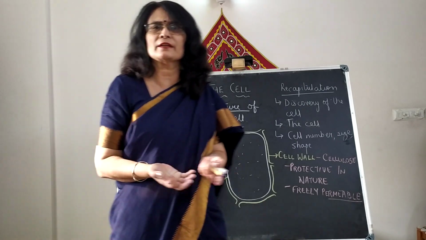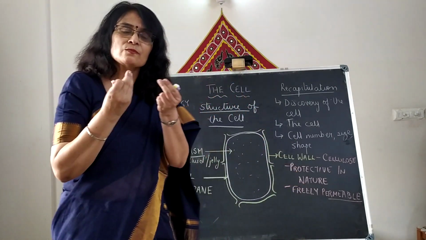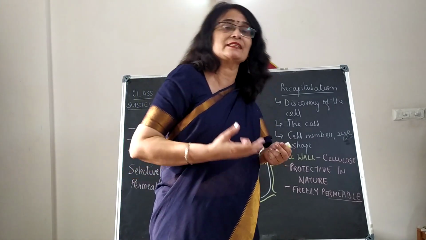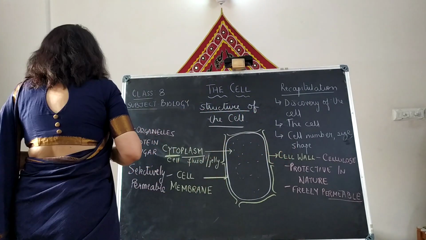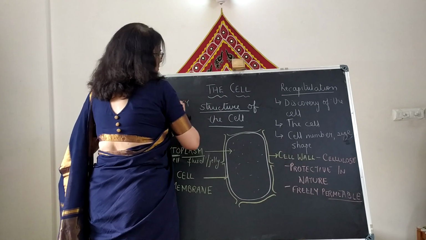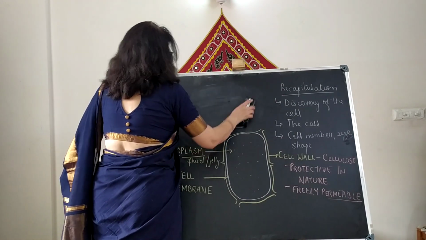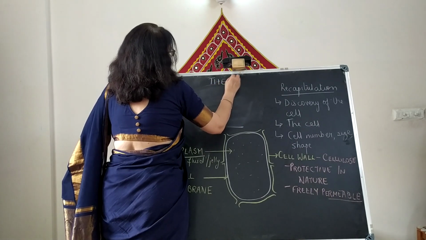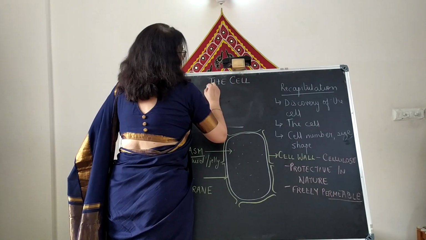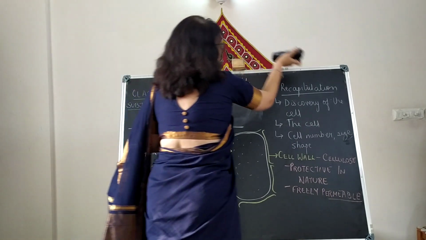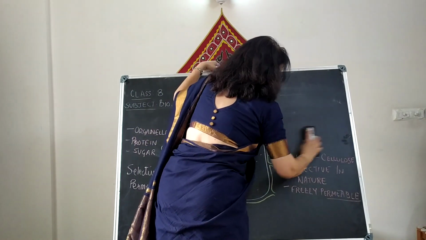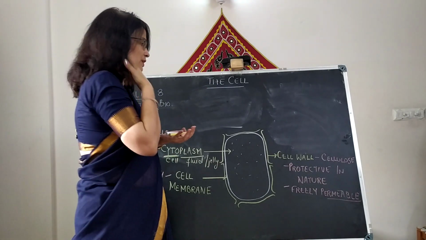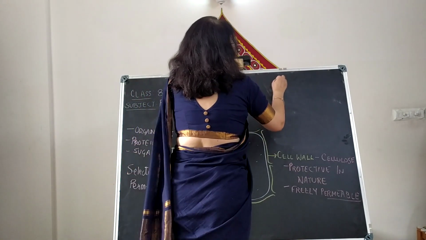Now I am saying organelles. What is this organelle? Organelles are small organs, as you may say, which are present inside the cytoplasm. So what are those organelles? We are going to discuss. We have already seen what we were recapitulating, and now we talk about the various cell organelles.